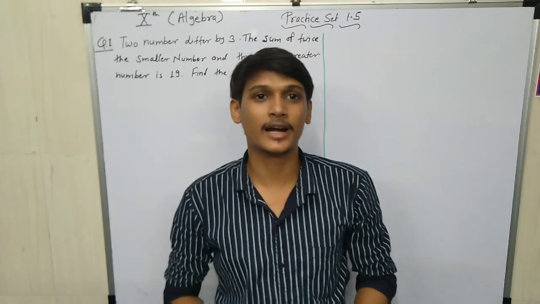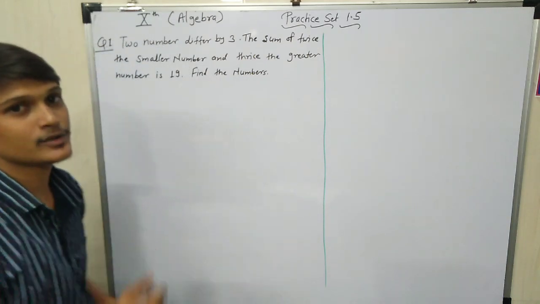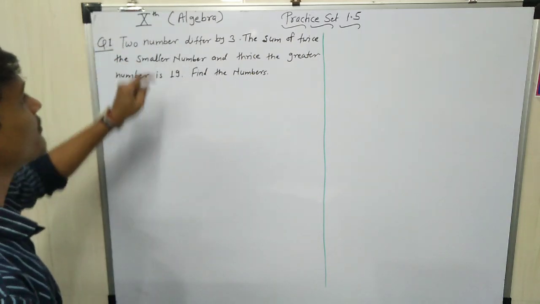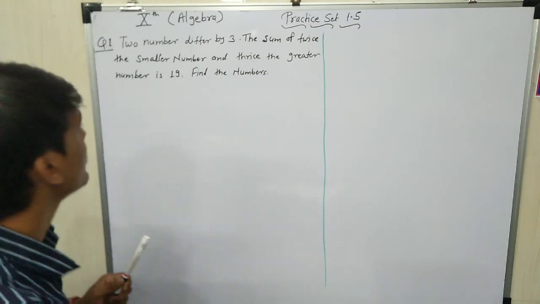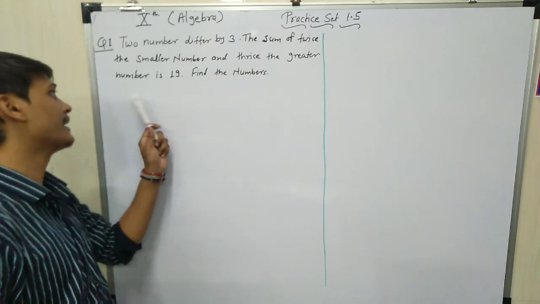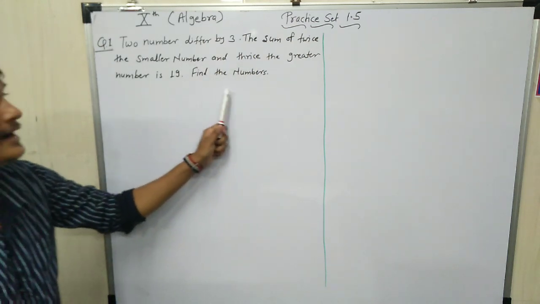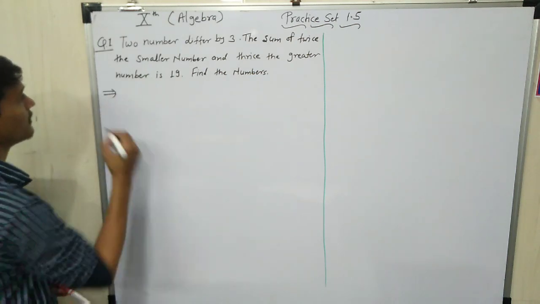Today we start the practice set 1.5. First question is, two numbers differ by 3. The sum of twice the smaller number and twice the greater number is 19. Find the numbers.